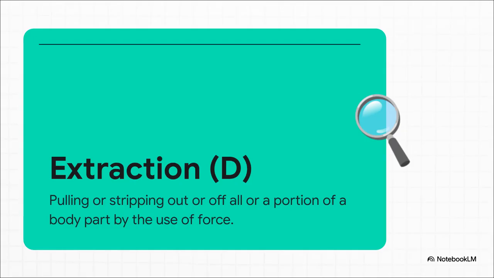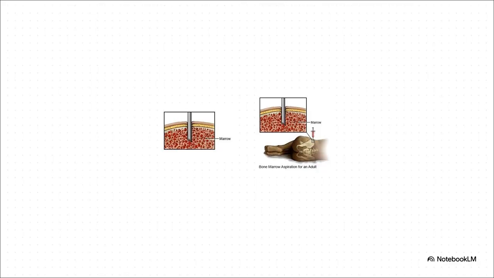But wait, what happens if the tissue isn't neatly cut out? Well, this brings us to extraction, which is character D. Extraction is defined as pulling or stripping out or off all or a portion of a body part by the use of force. So it's a completely different mechanical action than an excision. And right here is the major exception you absolutely must memorize. Bone marrow biopsies and endometrial biopsies are not coded as excisions.